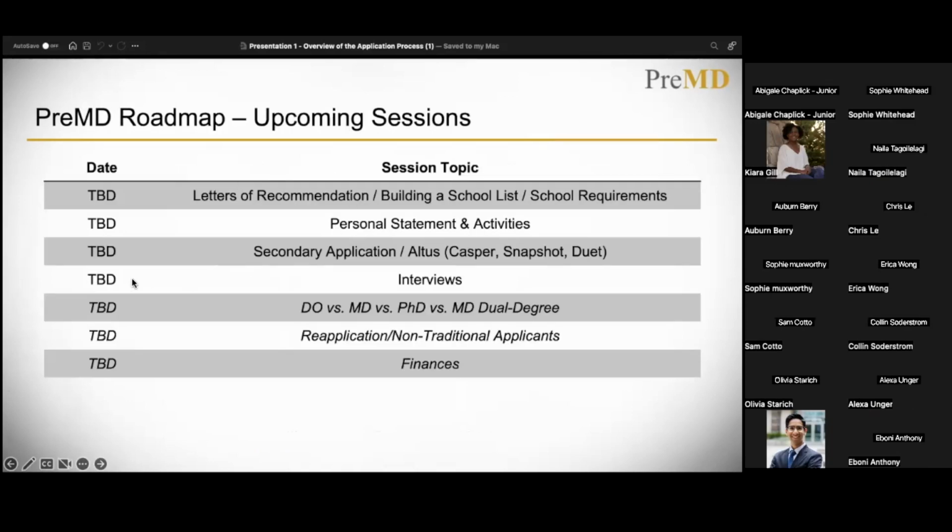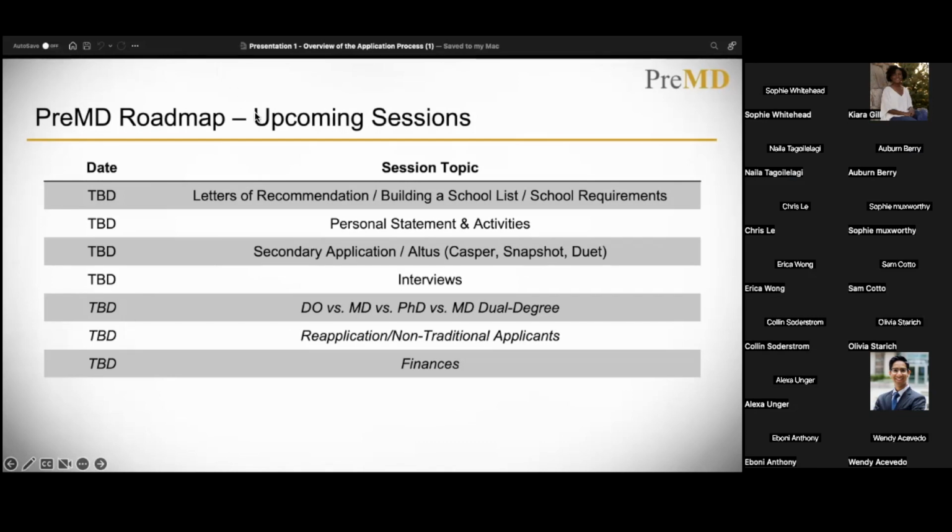Moving right along. This is a roadmap of the upcoming sessions that we're planning. As you can see, there are more detailed aspects of the application process that we're hoping to go into, because all of these different parts can take up a decent amount of time. If you're interested in these, we will have these sessions available, very similar to this one, and you can hop on and we'll go into more of the nitty-gritty details of these topics. Those are all to be determined, but we will keep you all updated.